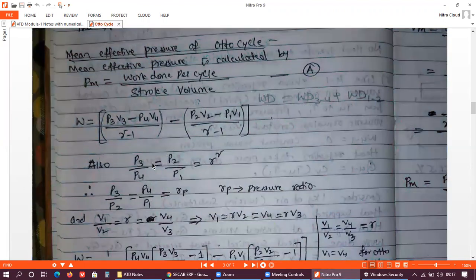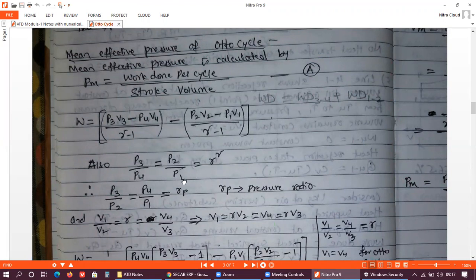One more thing I want to tell you: here we are making use of this ratio, P3 by P4 is equal to P2 by P1. This we call R raised to gamma. All of you know this. What is gamma? The value of gamma is 1.4. R is the compression ratio. Gamma value is 1.4, right? So here we are making use of this index.